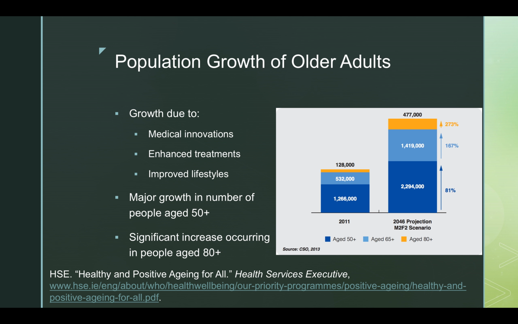The proportion of people aged 50 and older will increase from 28% to 41% of the total population by the year 2046. The number of those aged 65 and older is projected to increase by 167% by the year 2046. The oldest population, those aged 80 years and older, is expected to nearly quadruple in that same time frame.